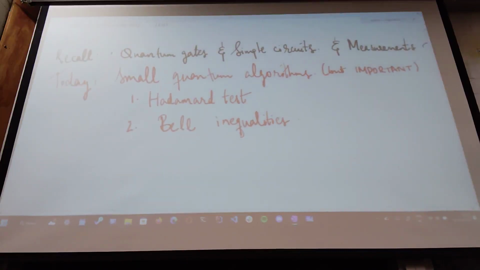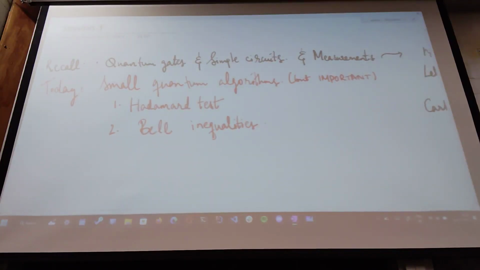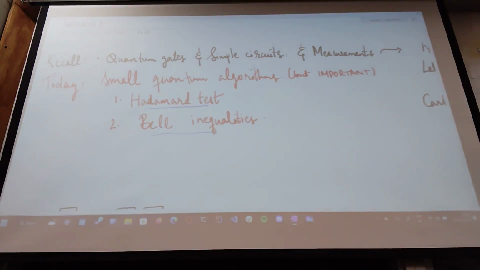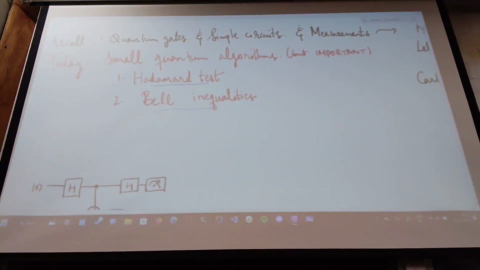But so far we've only been considering simple quantum circuits and what the measurement is. And today we look at some early forms of quantum algorithms. Namely, we'll look at the Hadamard test, and then we look at some cool applications of the Bell state, which we found earlier, to show that nature is not purely classical.